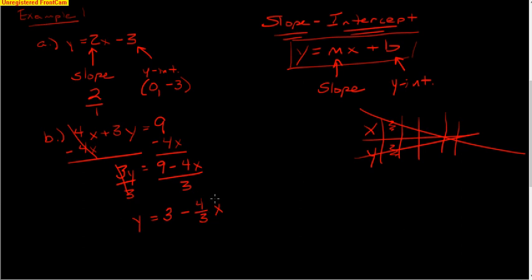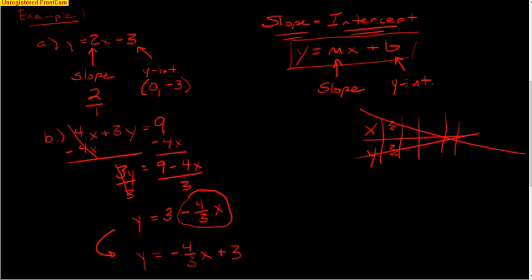Okay, now we're close, but we're not quite to y equals mx plus b yet because this guy with the x term is second. All I'm going to do is take this whole term. I put a circle around that because I want you to see this negative goes with this term. And I'm going to write it another way. Y equals negative 4/3 x. And this 3, in front of that 3 is a positive. So I'm going to write a plus 3. That is in y equals mx plus b form.